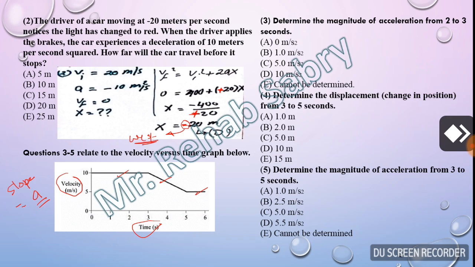Determine, this is number 3, huh? Determine the magnitude of acceleration from 2 to 3. He's asking about the magnitude of the acceleration, and the acceleration is the slope. The line here, between these two moments, is horizontal. So the acceleration is 0. So the answer to question 3 is 0, because the slope is 0, and the slope is the acceleration.